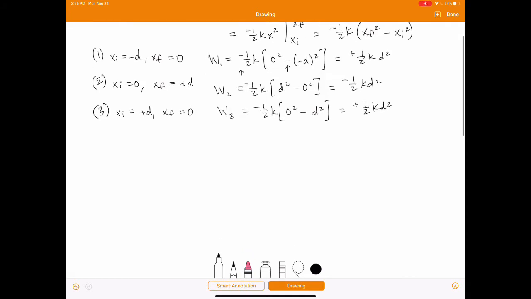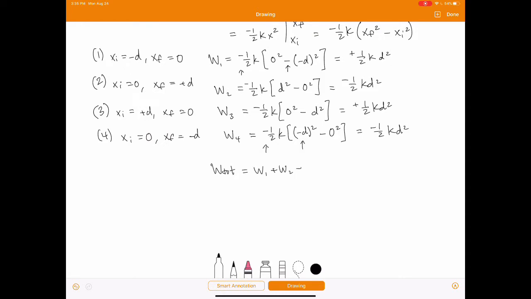And then finally, for segment number 4, we're going from x initial equals 0 to x final equals minus d. So the work done in the fourth segment is minus 1/2 k. My x final is minus d, so I'm going to square that guy. And my x initial is 0. Okay, so overall, when you square the negative right here, it goes away. But I have this negative sign out front, so I have an overall negative sign, minus 1/2 kd squared.